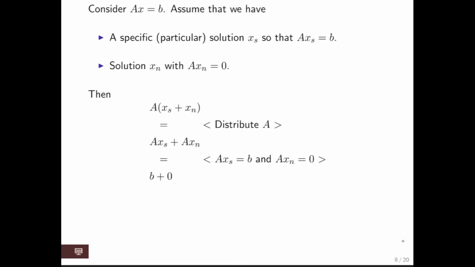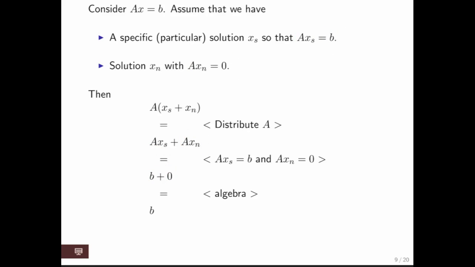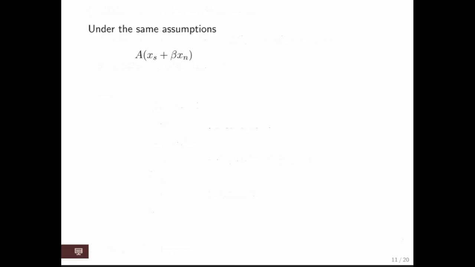And then we know that A times x_s is b. That came from this right here. And we know that A times x_n is 0. That came from this right here. What you get then is b. So what does that mean? It means that this new vector right here is also a solution to Ax = b.